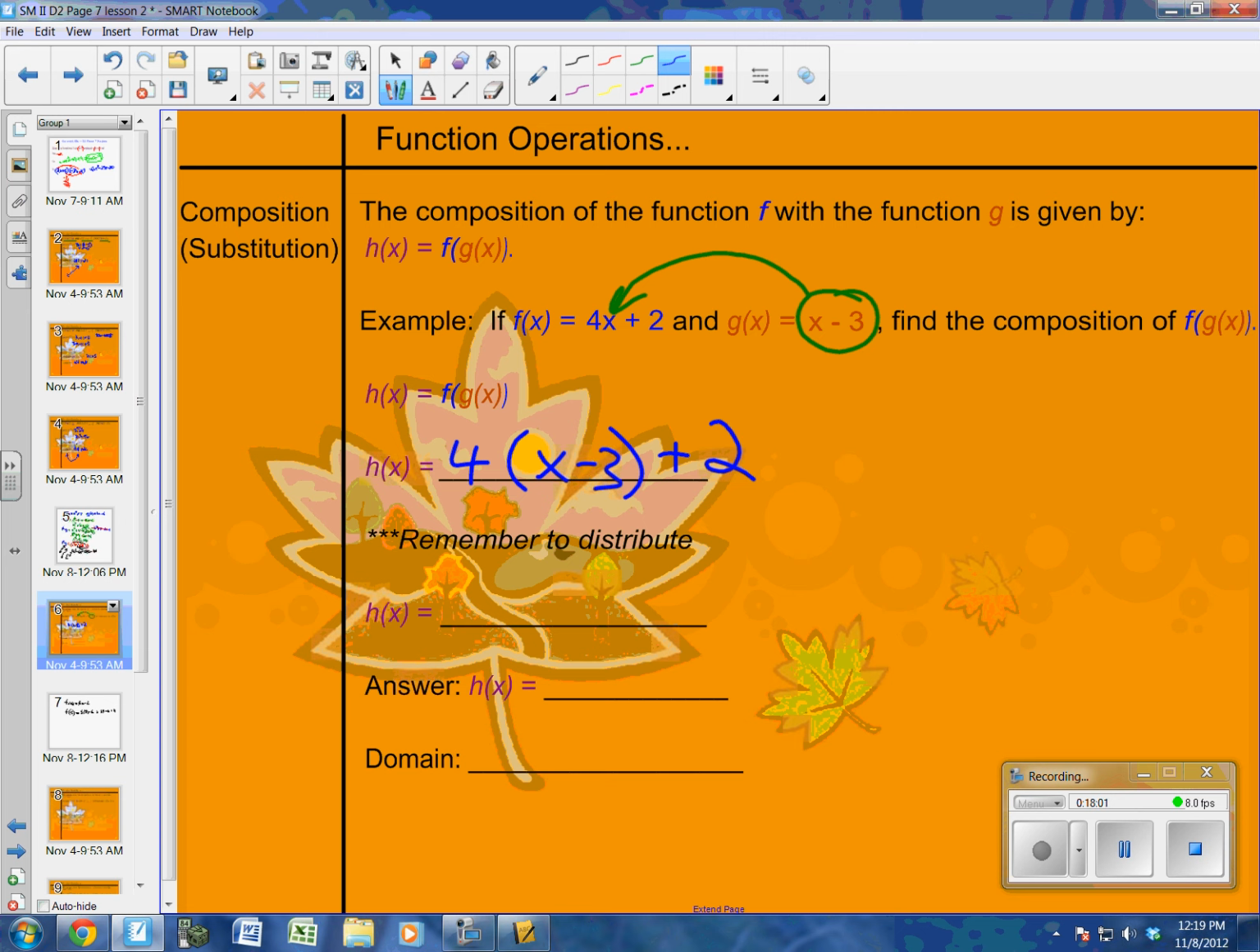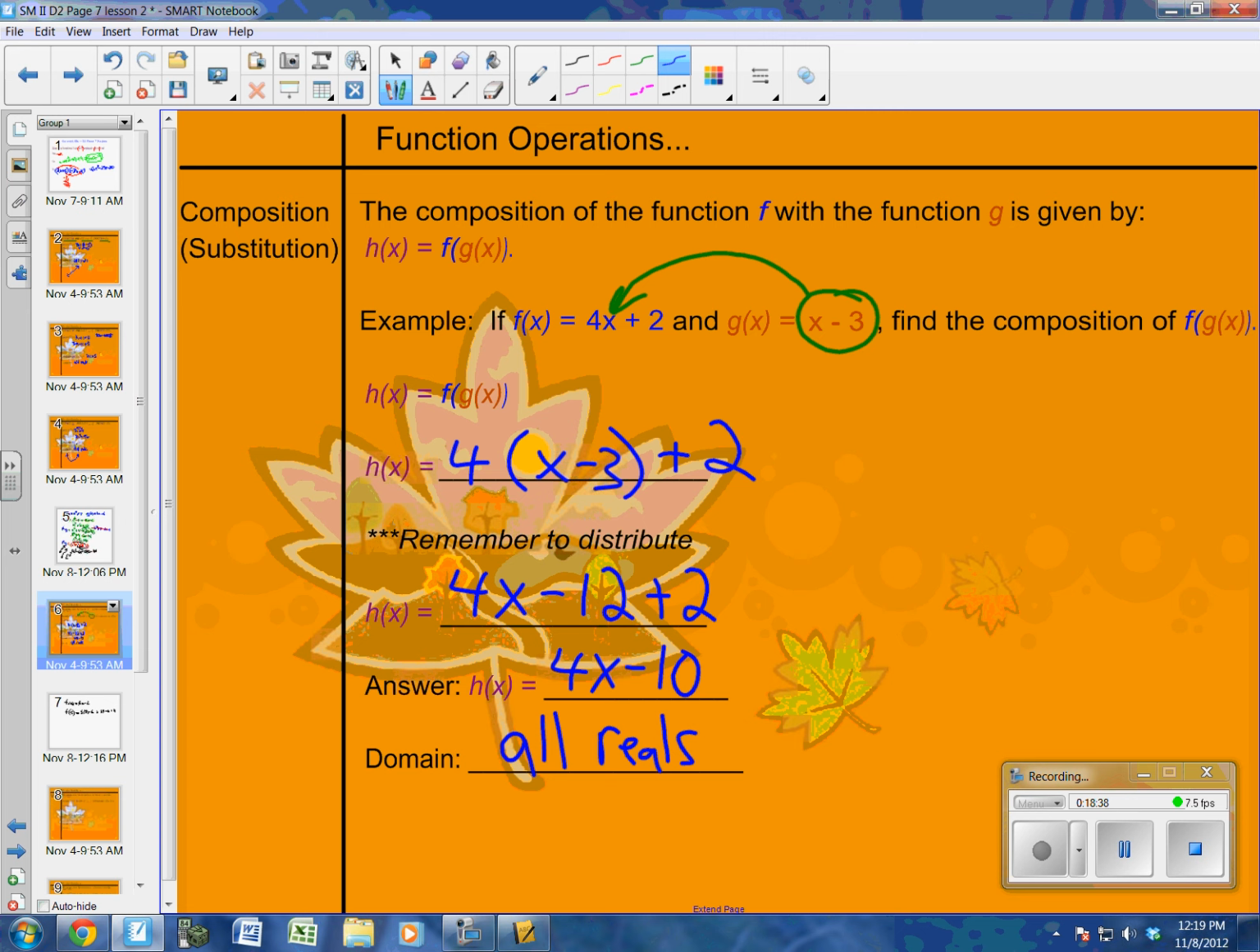What would I have to do first? 4 times x minus 12 plus 2, which is going to be 4x minus 10. How many of you got that? Okay, good. 4x minus 10. What's the domain? All reals. What kind of function is it? Linear, because x is to the first power, right? Okay, good job. How many of you think you could do that again?